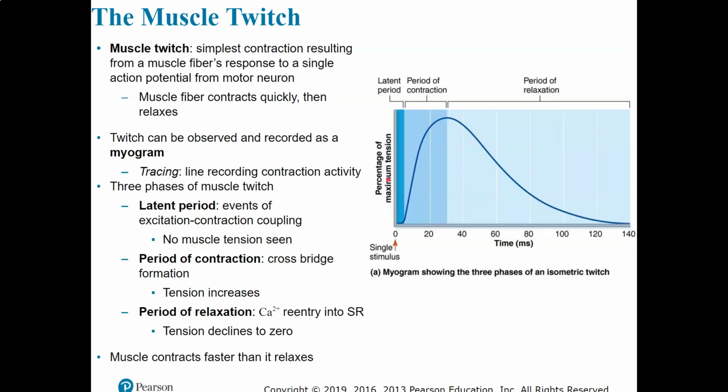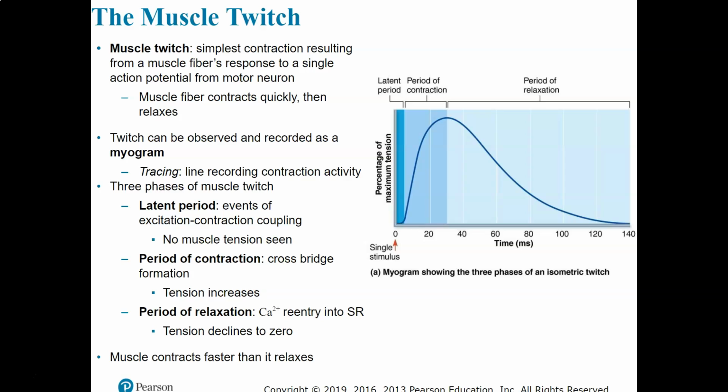Note, even though this is a measurable amount of time, it's still a really tiny amount of time. The scale on this x-axis is in milliseconds, thousandths of a second. So our latent period is only a few milliseconds. Then we're going to move into the period of contraction when we start to get that cross-bridge cycling.